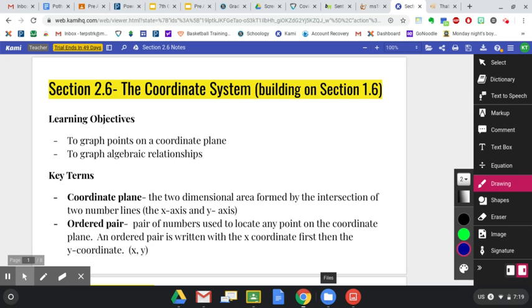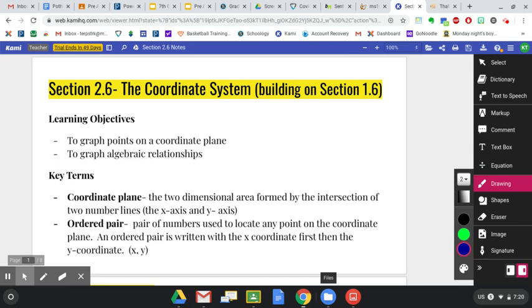Good morning. Looking at section 2.6 today, the coordinate system. If you remember back to chapter 1, we introduced this. We're just going to be building on it, recalling some of the things we learned and expanding on it a little bit. Our objectives are to be able to graph points on a coordinate plane and to graph algebraic relationships, so graph equations of lines.